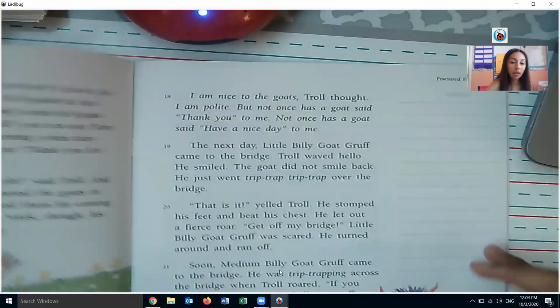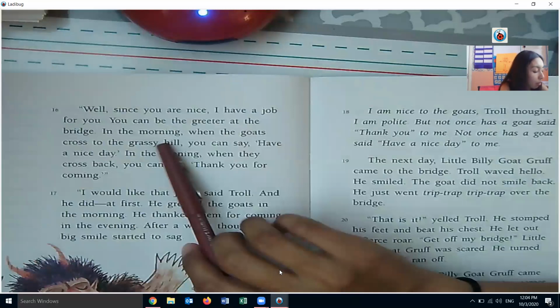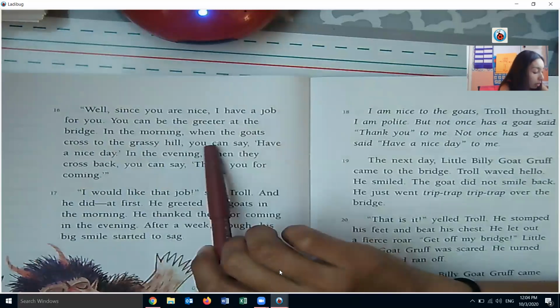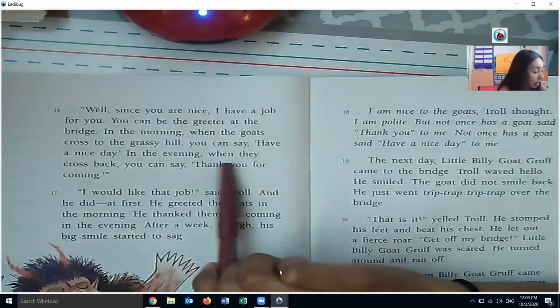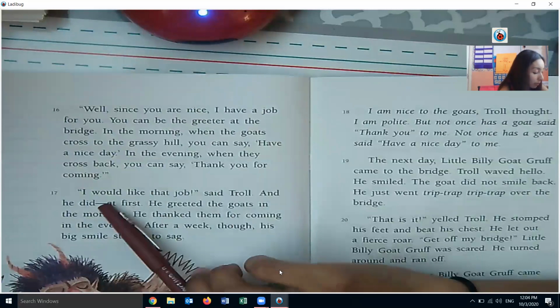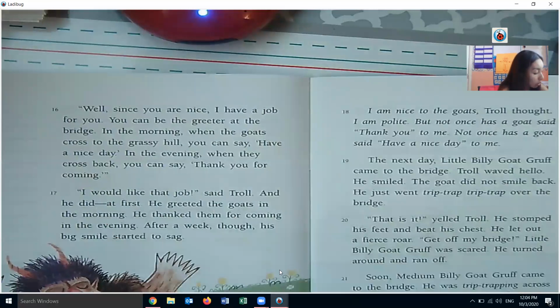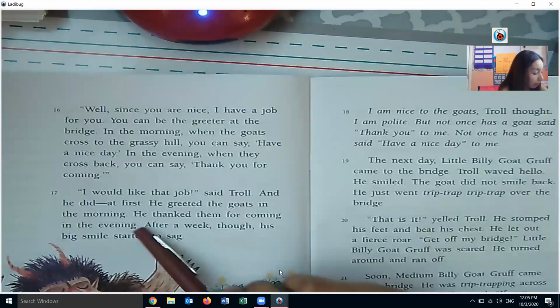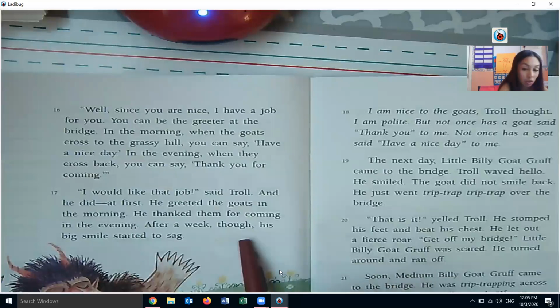"Well, since you are nice, I have a job for you. You can be the greeter at the bridge. In the morning, when the goats cross the grassy hill, you can say, have a nice day. In the evening, when they cross back, you can say, thank you for coming." "I would like that job," said Troll, and he did at first. He greeted the goats in the morning. He thanked them for coming in the evening. After a week, though, his big smile started to sag.